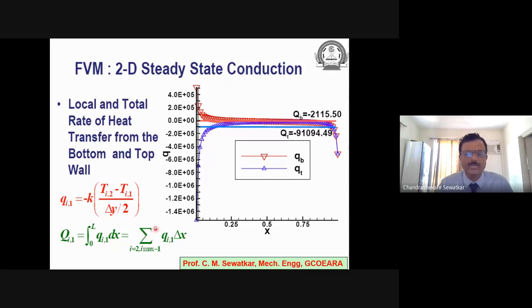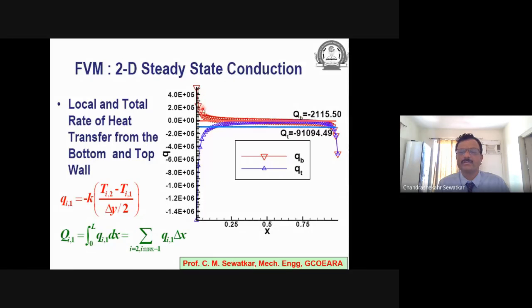In the numerical form, in the discrete form, I can write it as summation over i equal to 2 to i max minus 1 of q_i1 into delta x. This dx is delta x. I can do this summation, so that gives me the total heat transfer. I have just plotted here for your understanding the heat flux across the bottom.